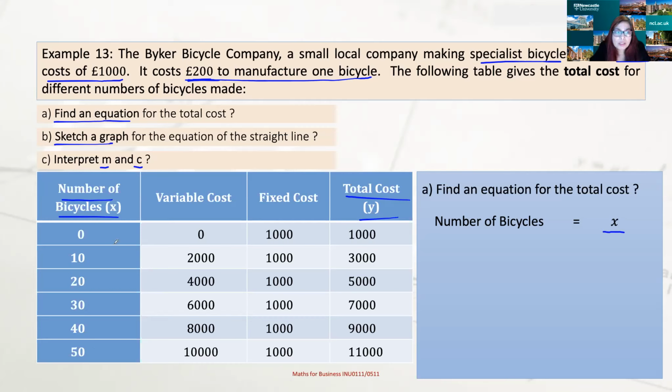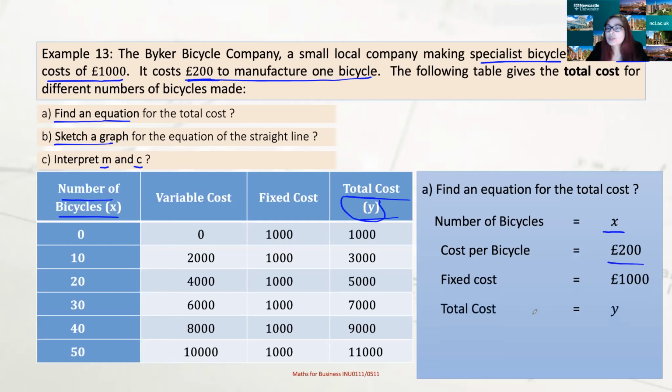X can be 0, X can be 10, X can be 20, 30, 40, 50, and so on. And 200 is the cost of one bicycle. So cost per bicycle is 200 pounds. I also know the fixed cost. The fixed cost is 1,000 pounds. And the total cost is represented by the letter Y. Now I have to find a relation between X and Y. How does Y change with respect to X?